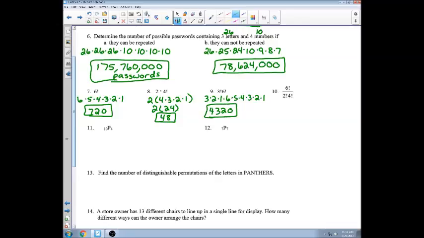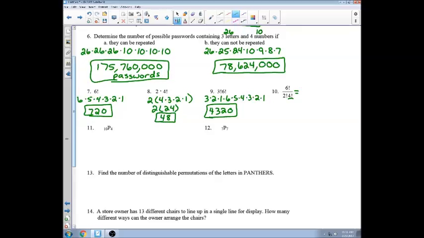Alright, on to problem 10. I have 6 factorial over 2 factorial times 4 factorial. So in this case, I'm going to write out 6 factorial until I get to the largest factorial in my denominator. The largest factorial in my denominator is 4 factorial.